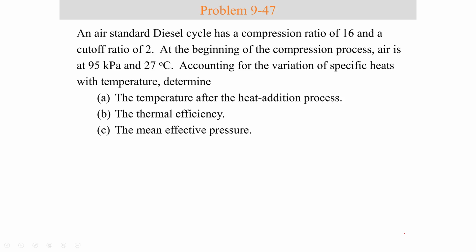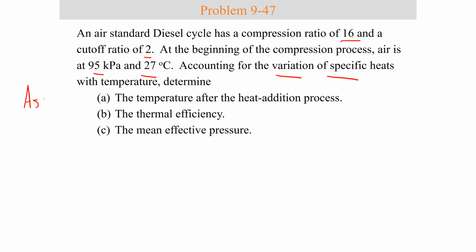Go ahead and do an example problem for the air standard diesel cycle. This problem says that an air standard diesel cycle has a compression ratio of 16 and a cutoff ratio of 2. And at the beginning of the compression process, the air is at 95 kilopascals and 27 C, accounting for the variation of specific heats.